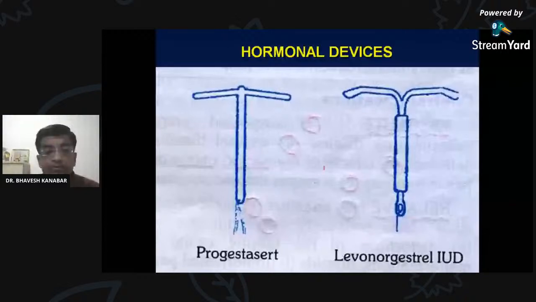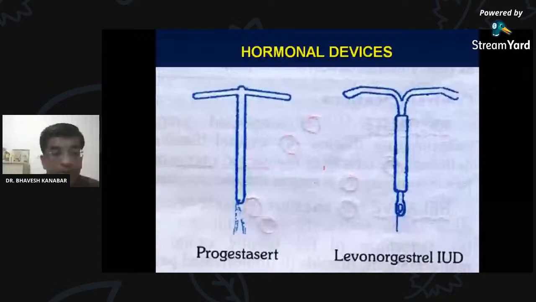Mechanism of action, some of which we have already discussed. Again, you can see what we have mentioned, a foreign body reaction. This device serves as a foreign body. Because of the presence of this foreign body, it interferes with fertilization and implantation. Another mechanism is cellular and biochemical change that can also impair the viability of the gametes.